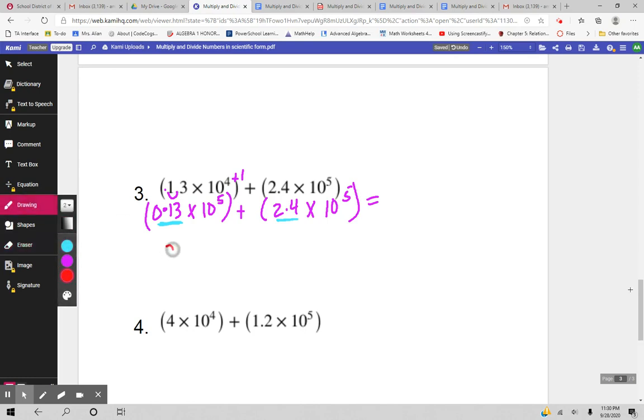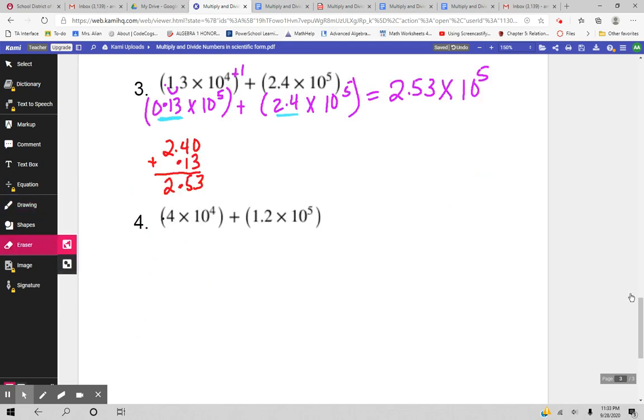Okay, so 2.4.13, and we add these. Let's put a 0 here. So you have 3, 5. So then you're going to get 2.53 times that matching power. That's it. All right, let's do the next problem.